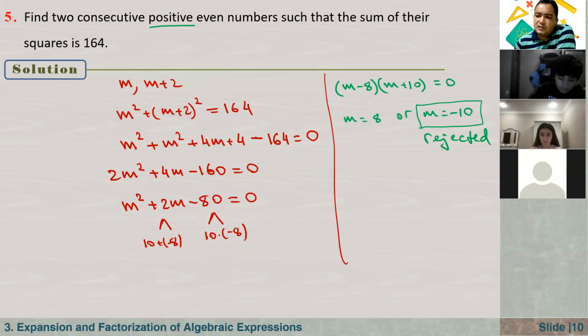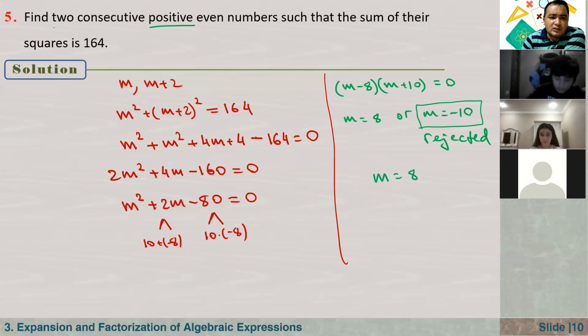Okay. But guys, be careful. If they don't say positive here, I have to write both answers. At that time, we will have two possible answers. But here we are looking for only positive, that's why we are rejecting the second answer. So the value of n should be m. So here, m equals n.